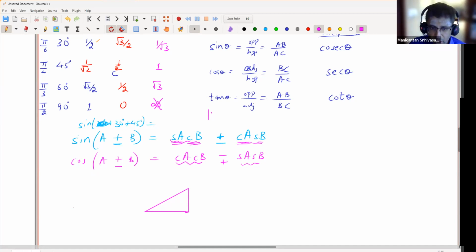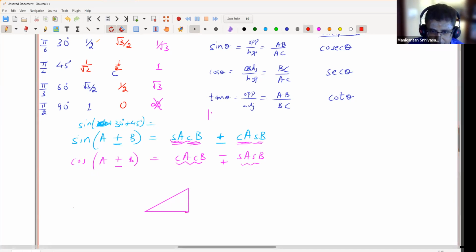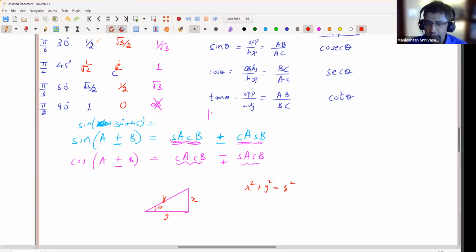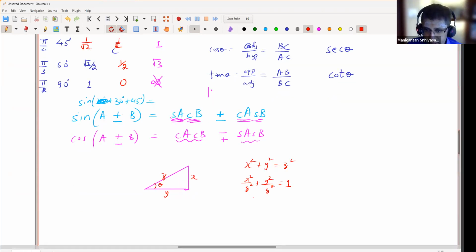Okay. Right. So if I have a small right angle triangle here, let's say this side length is x, this side length is y, and the hypotenuse is z. So we know x square plus y square equals z square. And let's say this is your theta, right? Now, if I divide throughout by z square, I get x square by z square plus y square by z square equals 1. And that's what your cos theta whole square is. X by z is nothing but sine theta, sorry.